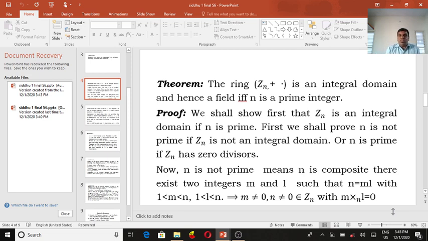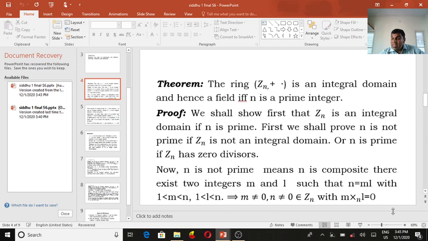So we shall first show that Zn is an integral domain if n is a prime. First we shall consider the case where n is not a prime, so n is composite. If n is not a prime, then Zn is not an integral domain, because it has zero divisors. You know the meaning of zero divisor? a into b, with a not equal to 0 and b not equal to 0, but ab equal to 0, is a zero divisor.